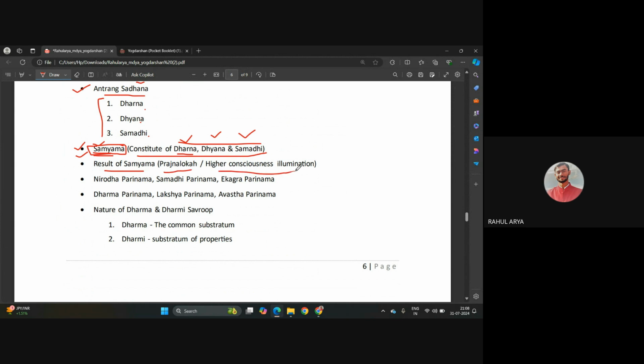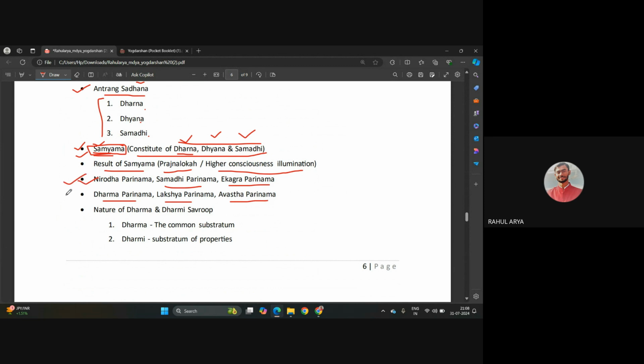And the result of sayama is pragyalokaha. It means a higher consciousness, a higher stage of illumination. After that, nirodha parinama, samadhi parinama, and ekagrata parinama are described. And then dharma parinama, lakshana parinama, and avastha parinama are described here.